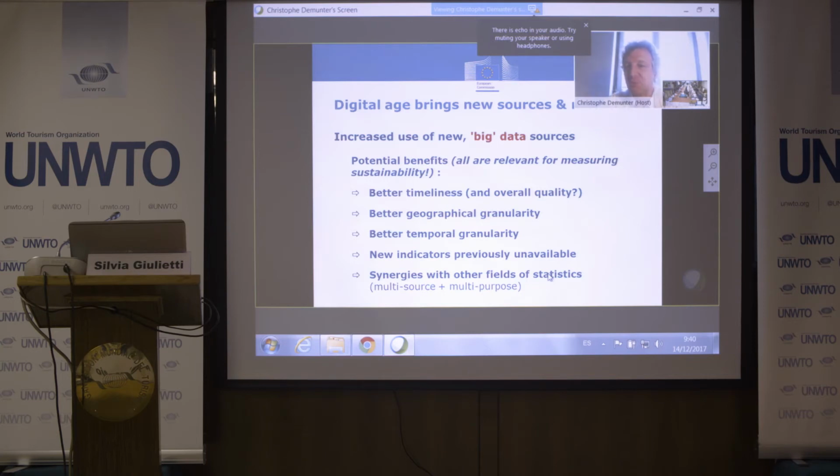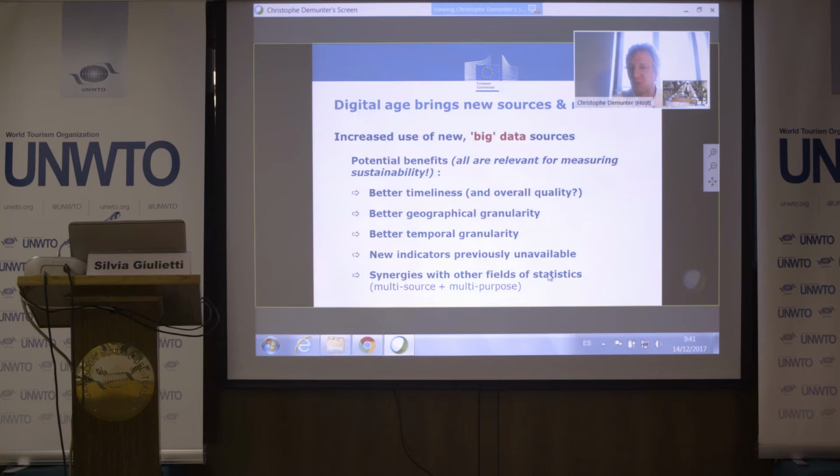And of course, we hope to have indicators that were previously unavailable, because what we are now doing, it's based on surveys, and surveys have their limitations in terms of length, of course, but also in terms of kinds of concepts you can expect respondents to be able to reply to. So by taking this information from the internet, from machines, some of these barriers are lifted. And of course, we also hope to find synergies with other fields of statistics, because often one of these sources can serve several fields at the same time.